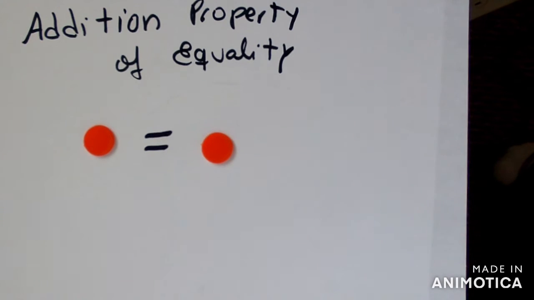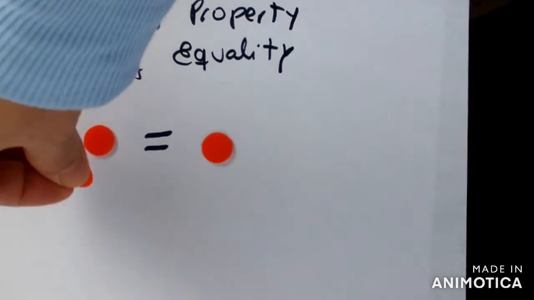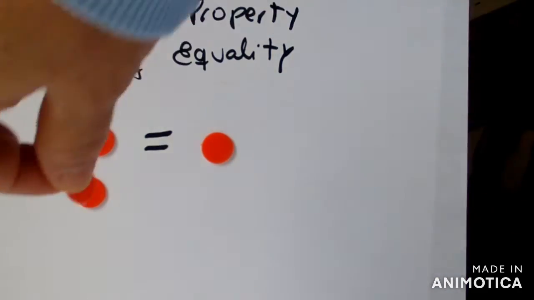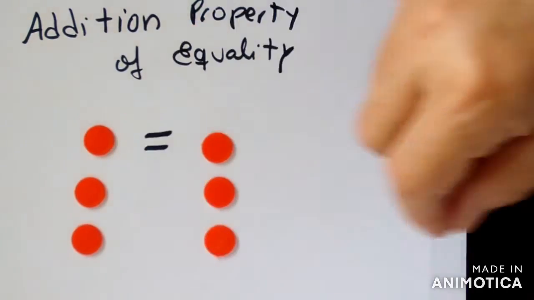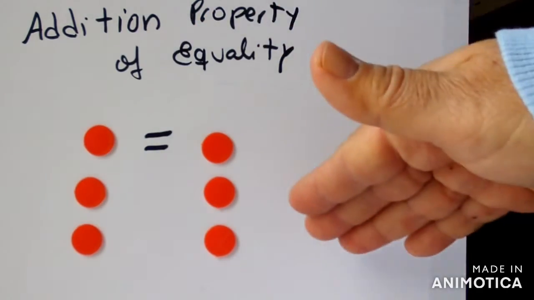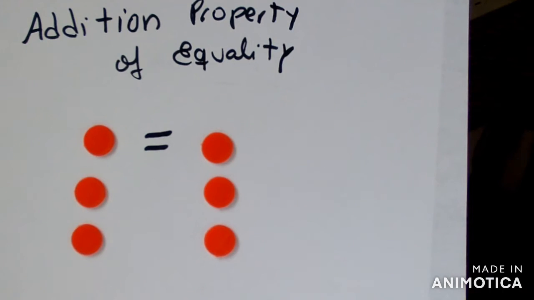Addition property of equality. What does it mean? 1 is equal to 1. But what if I decide to add 2 chips to the left? Okay, it's not the same. I need to add the same to the other side. I am adding the same to both sides. Addition property of equality.